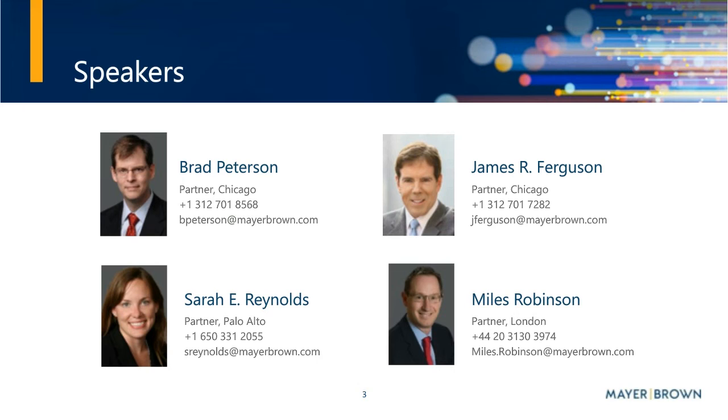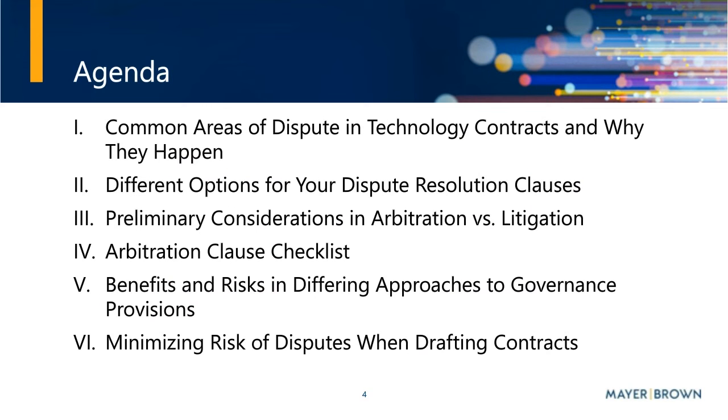With those brief introductions, let's get started by talking about the agenda for today's program. What we'd like to do is start by talking about the common areas of dispute, then talk about options that you have in dispute resolution clauses generally. We'll then dive into the question of arbitration versus litigation and go into a deep dive on an arbitration clause checklist and compare some of the benefits and risks in different approaches to governance provisions. At the end, we'll talk a bit about overall principles that you can derive from this webinar and minimizing the risk of disputes when drafting technology transactions agreements.